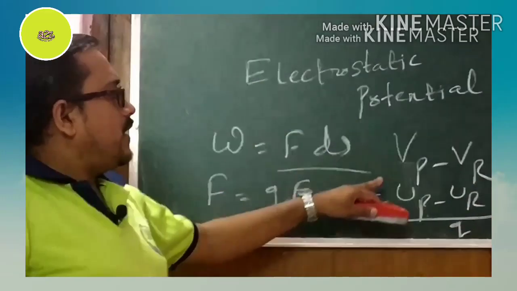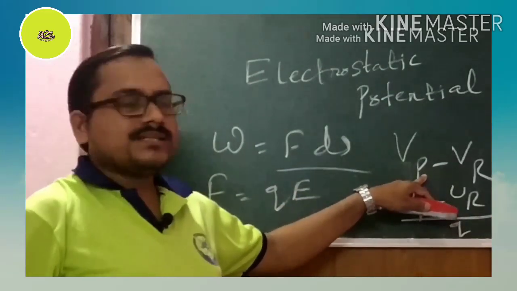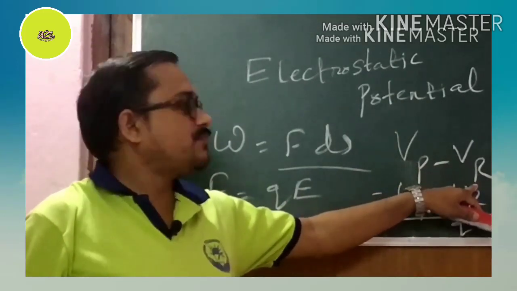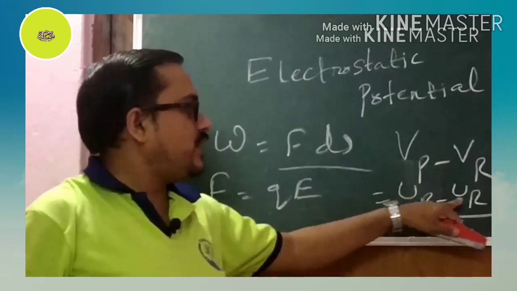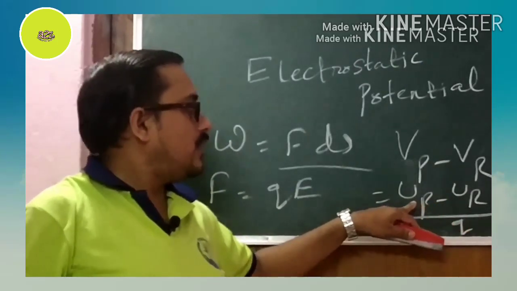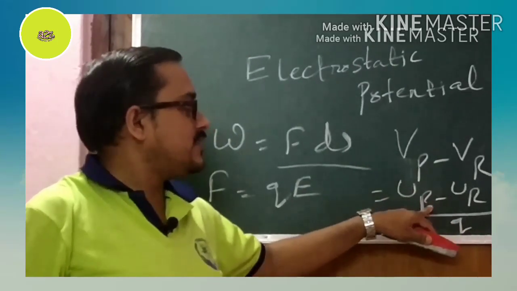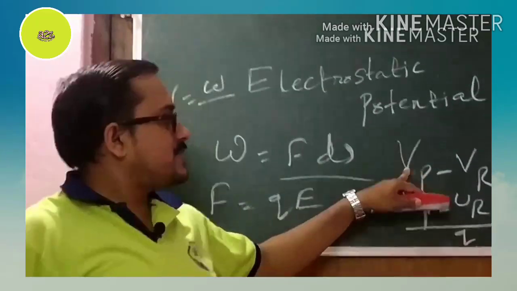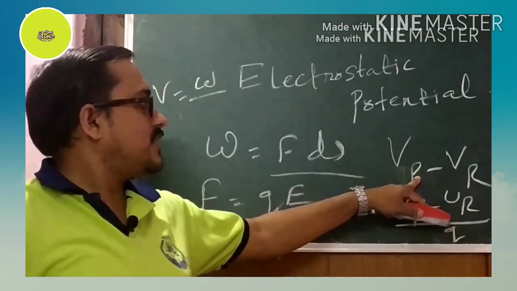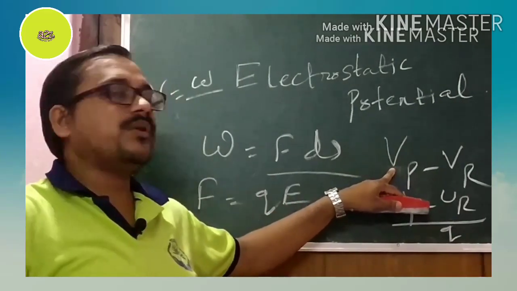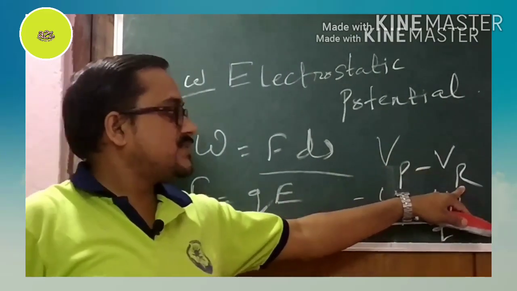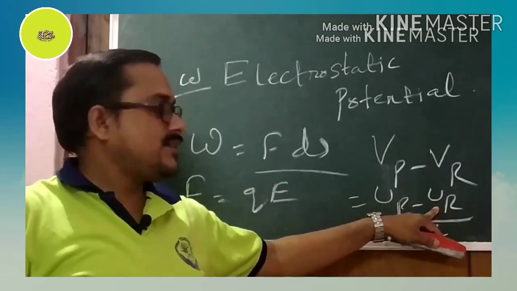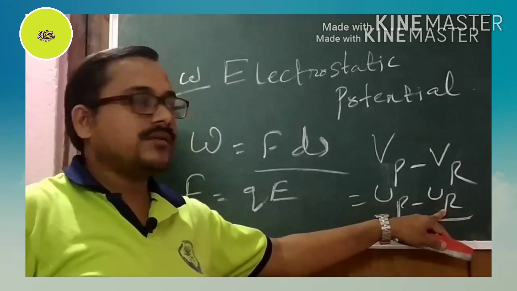Actually, what happens here? V_P represents the potential at point P, and V_R represents the potential at point R, and U_P and U_R are the potential energies at the points P and R.